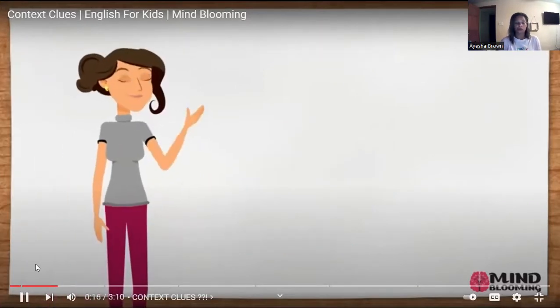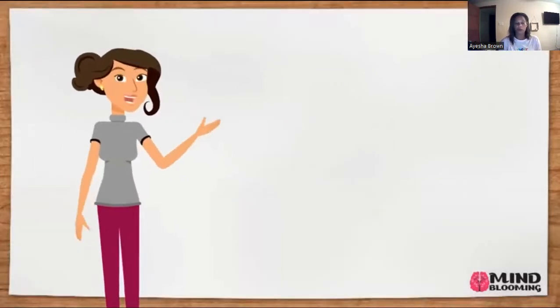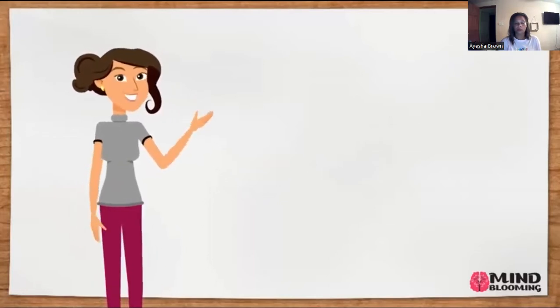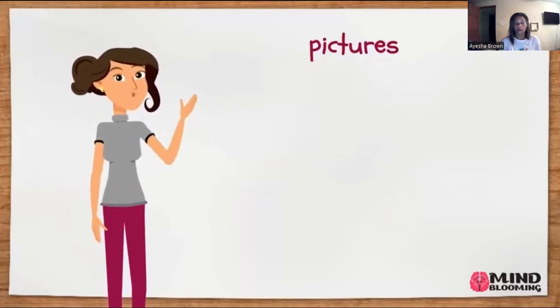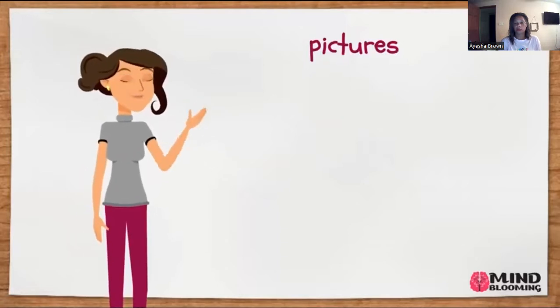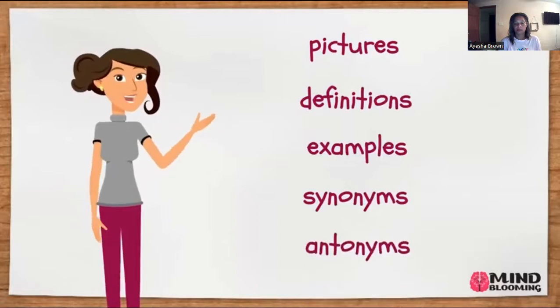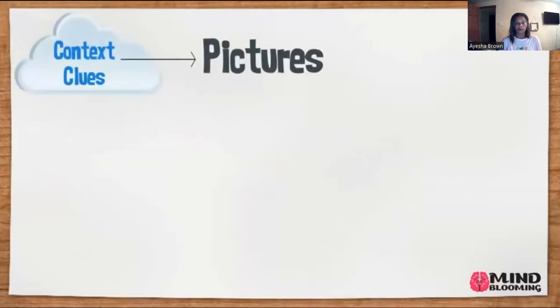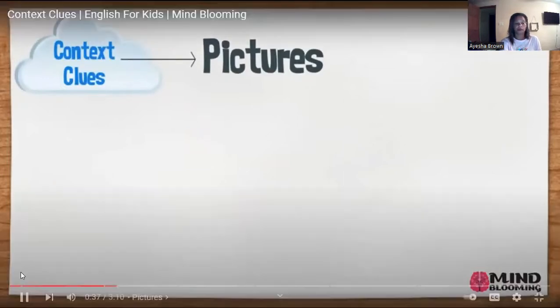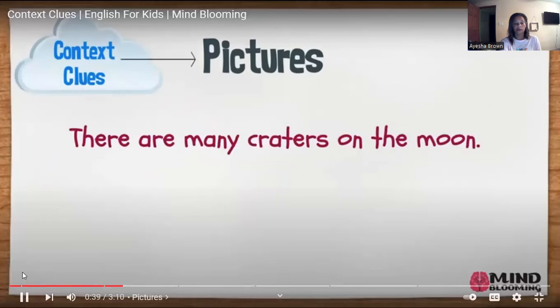We can find clues to a word we don't know or don't understand in many different ways. We can find clues in pictures. We can also find them in sentences, such as definitions, examples, synonyms, or antonyms. So let's see how we can use pictures to give us clues to the meaning of a word. There are many craters on the moon. If you don't know what the word crater means, you might look at this picture of the moon and guess that it is these round circles on the moon.